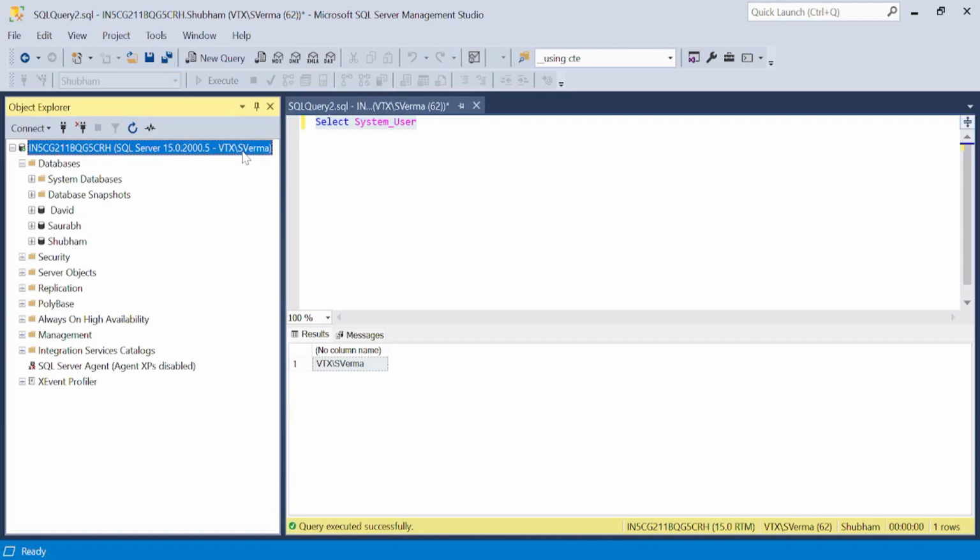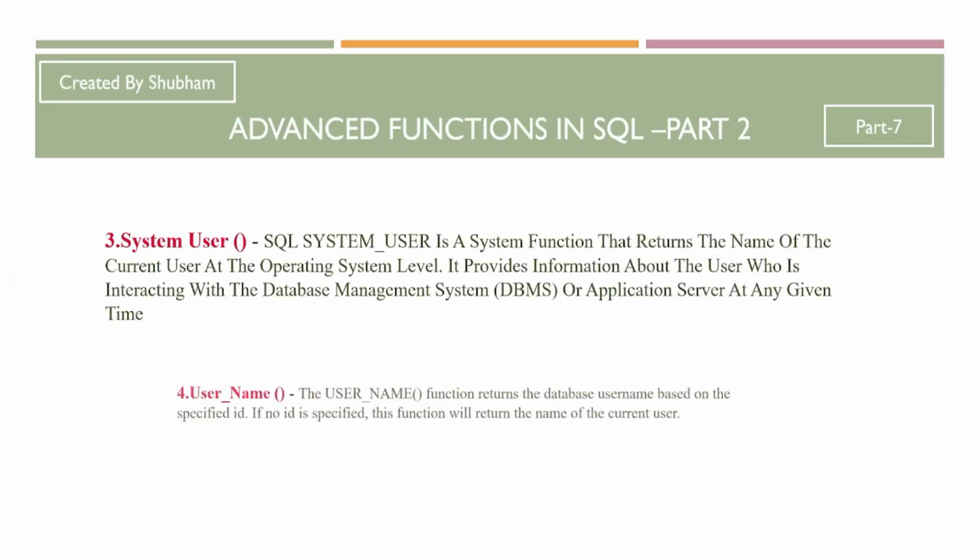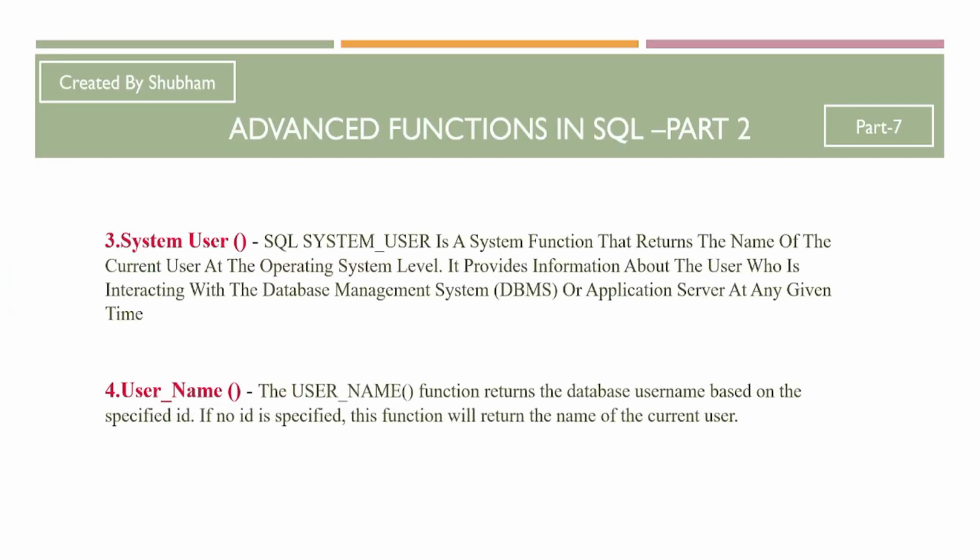And now let's jump into another function of the advanced function category, which is named USER_NAME. This USER_NAME function, guys, returns the database username based on the specified ID. If no ID is specified, this function will return the name of the current user. So let's check how to use this USER_NAME function.